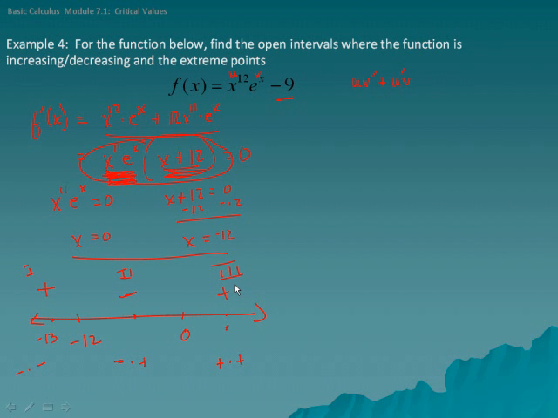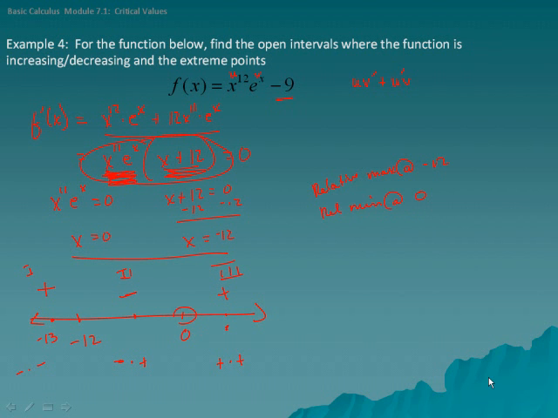And so we see that because the derivative goes from positive to negative here, negative 12 is going to be a relative maximum point. So we have a relative max at negative 12. And notice that the derivative is negative, and it changes and goes positive at 0. So we have a relative minimum point at 0.